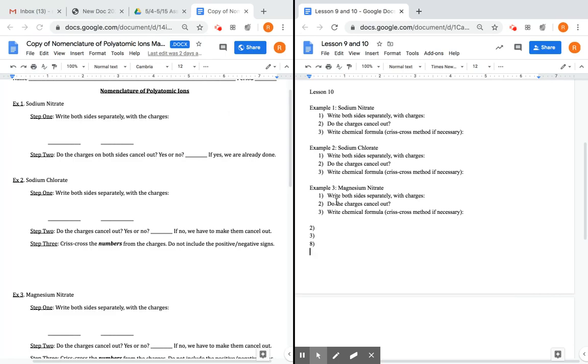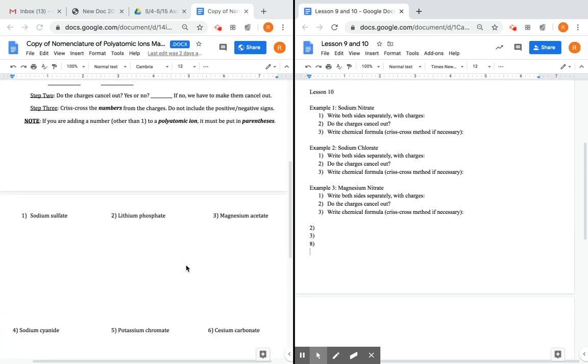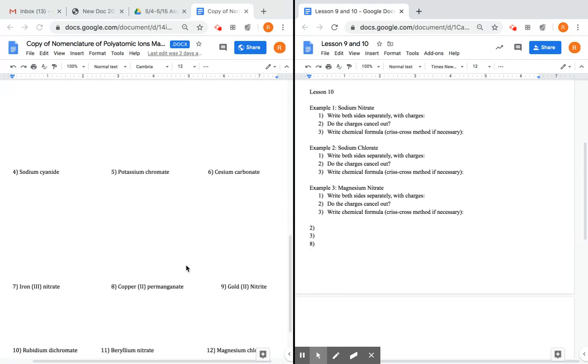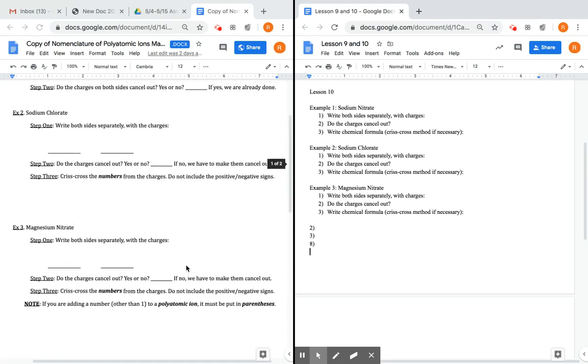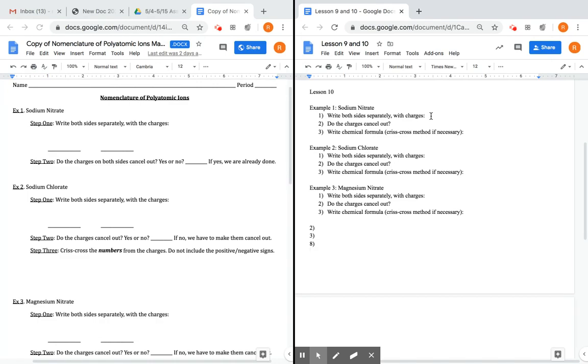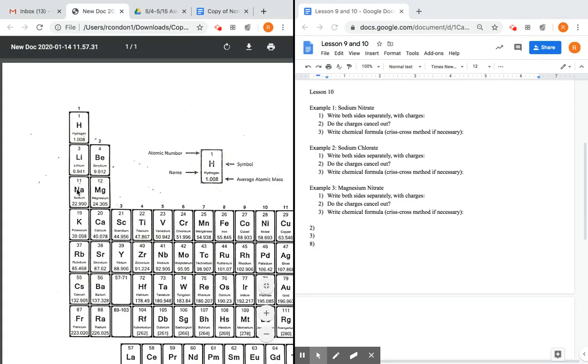So I want to go through all of the examples so you can see my thinking going through each of the steps. And then I want to show you how to go from scratch using just the names for certain examples. So here, sodium nitrate. First we need to write out the charges separately. Sodium, if we go to our periodic table, is Na. It's in the first group, meaning it's just going to have a +1 charge. So I'm going to write that Na plus. And then our second one is going to be nitrate.